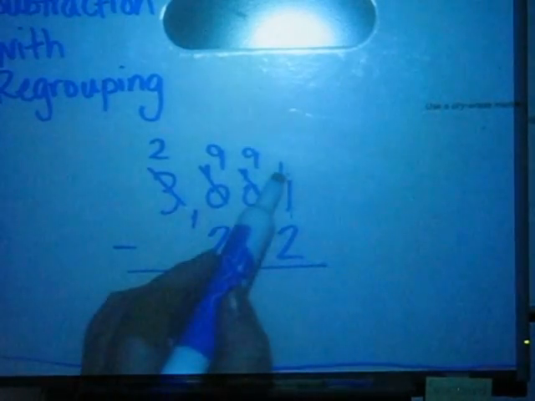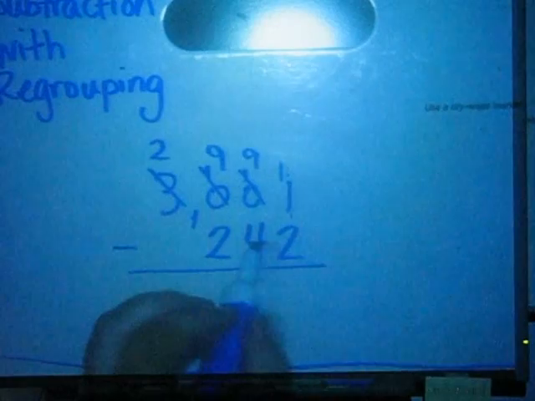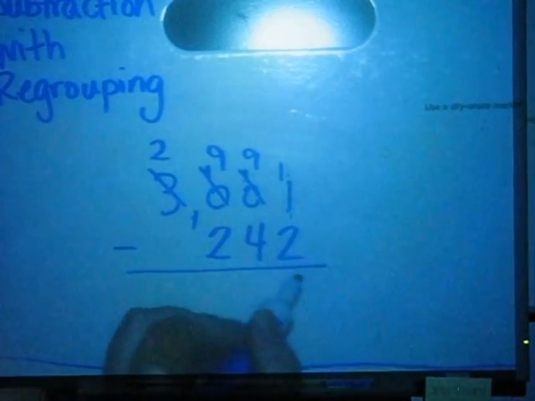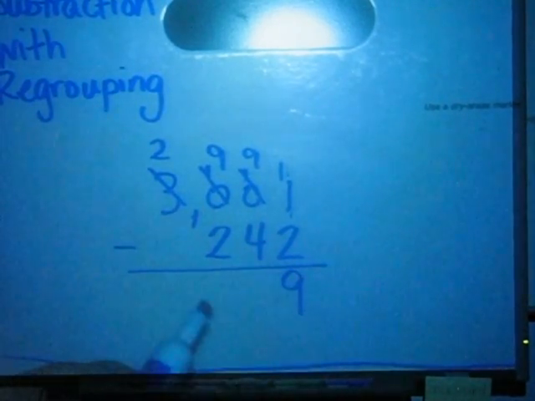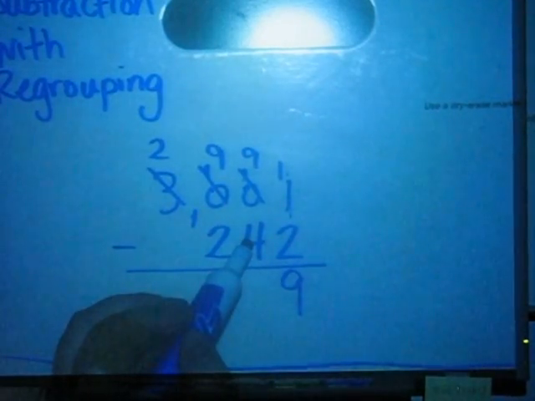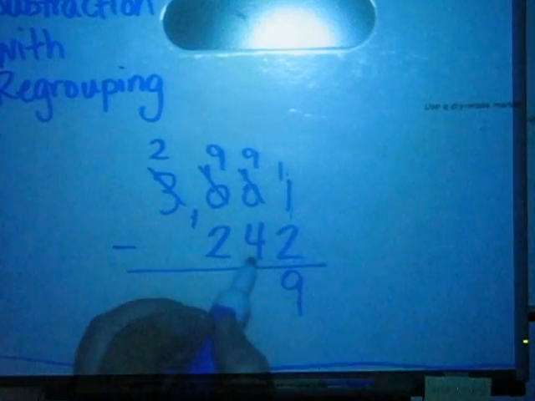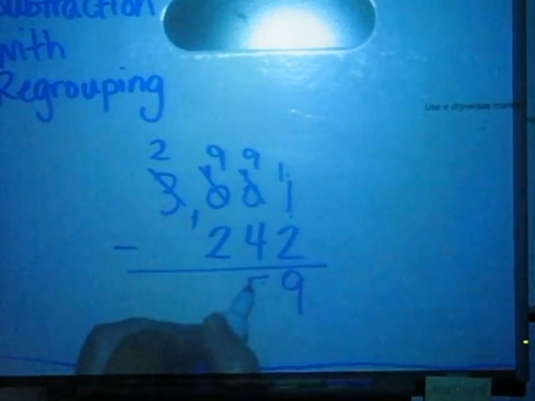So now I have, remember, this number is 11. 11 minus 2 is what? 9. Now I have 9 minus 4. Can I take 4 away from 9? Yes, I can, because it's bigger. 9 minus 4 is 5.